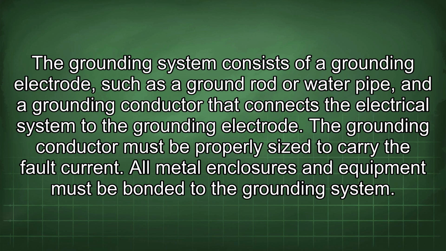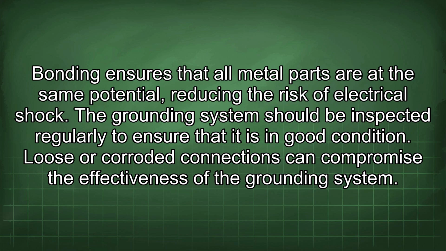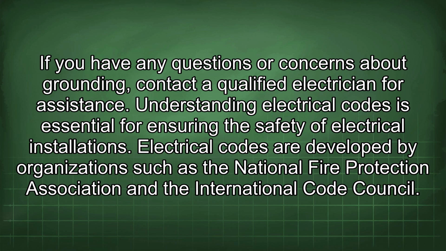The grounding conductor must be properly sized to carry the fault current. All metal enclosures and equipment must be bonded to the grounding system. Bonding ensures that all metal parts are at the same potential, reducing the risk of electrical shock. The grounding system should be inspected regularly to ensure that it is in good condition. Loose or corroded connections can compromise the effectiveness of the grounding system. If you have any questions or concerns about grounding, contact a qualified electrician for assistance.